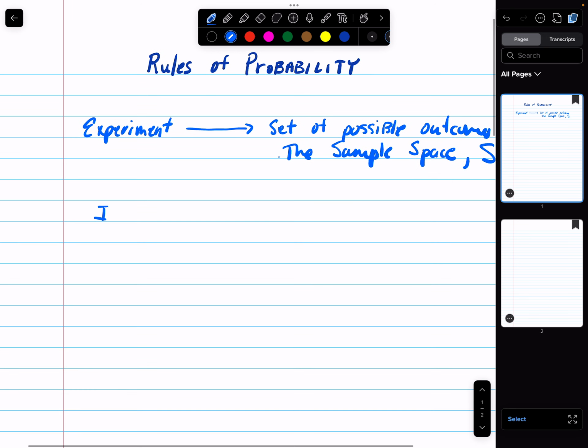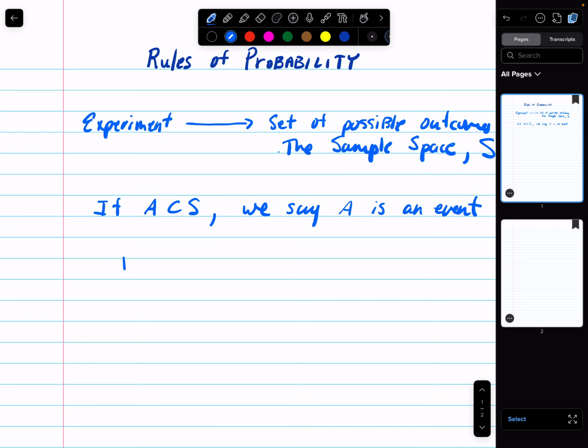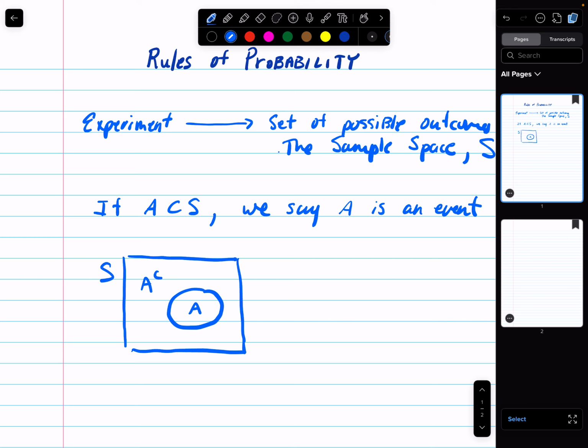And further, if A is any subset of S, we say A is an event. So every subset of a sample space S is an event. And we can illustrate this with a nice little Venn diagram. So the box here represents our universal set, which in the case of this experiment is our sample space S. And maybe we have an event A here, and then everything that's outside of A is the complement.